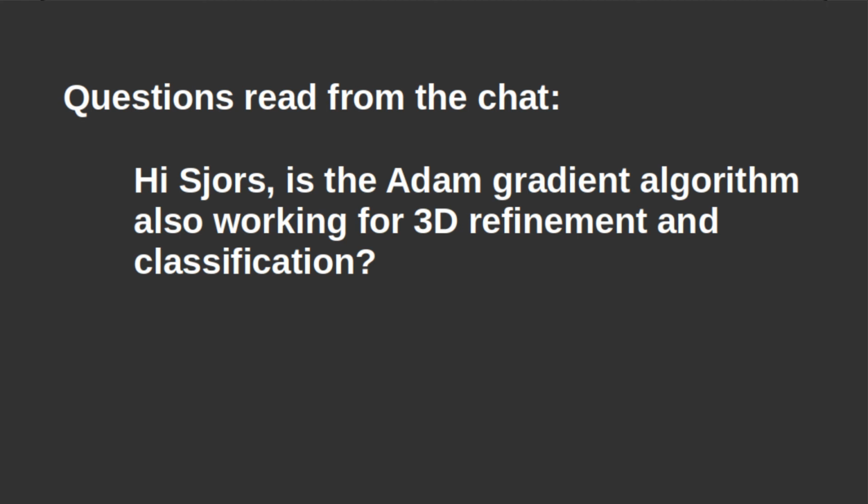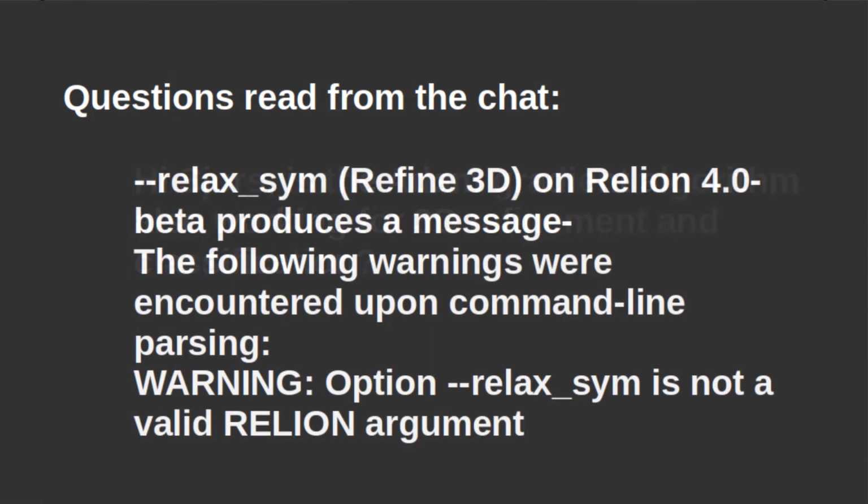So yes, it does work. Also for 3D refinement, but there things need to be tested a bit more. There's more you can do when you have two half sets in the 3D refinement, and I'm not entirely sure Relion-4.0 handles that completely correctly, but 3D classification for sure it does. Thank you.